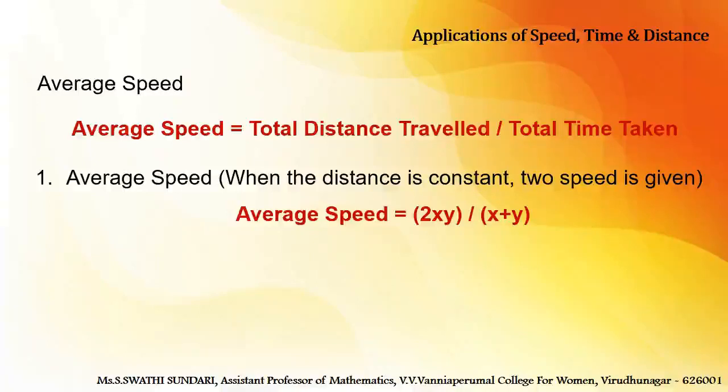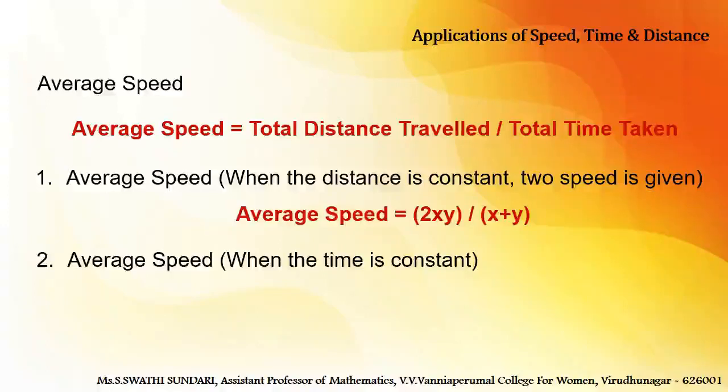Here x and y are the two different speeds. The next category is when the time is constant, then the average speed equals x plus y divided by 2. So let's solve some problems under this topic, which help to understand it more deeply.